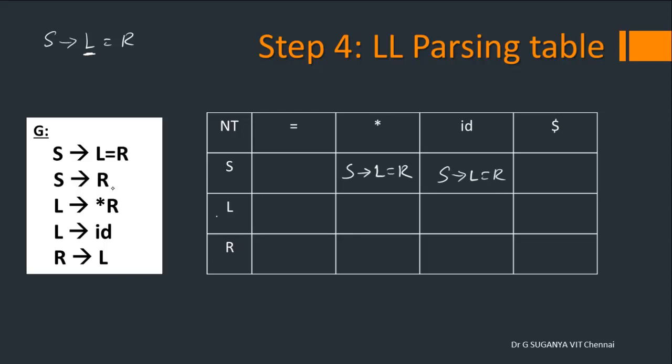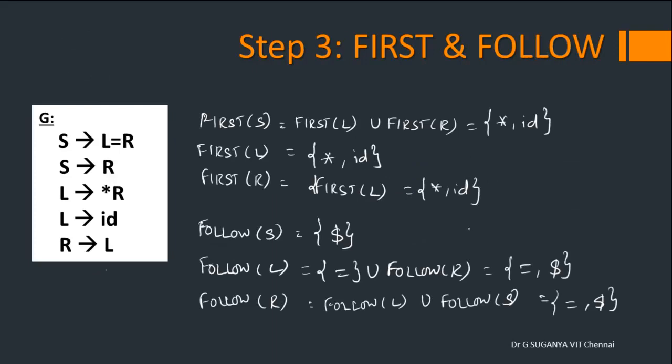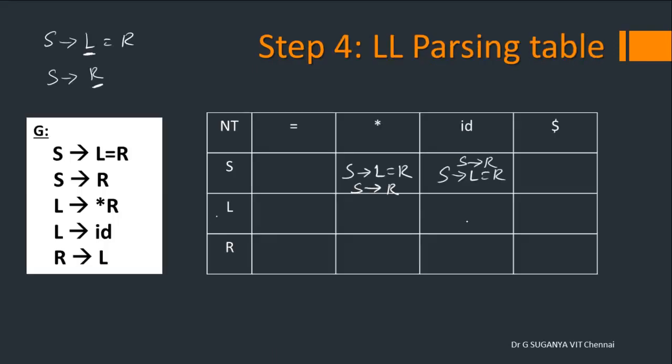Then coming to S gives R. So what is R? It is a non-terminal, and hence you have to go and write star R. So S comma star, S gives R, and S comma ID also will get S gives R. I hope this is clear, because S has two alternates, one starts with L, another starts with R. Both of their first, if you take, are star comma ID. So the parsing table will look like this.